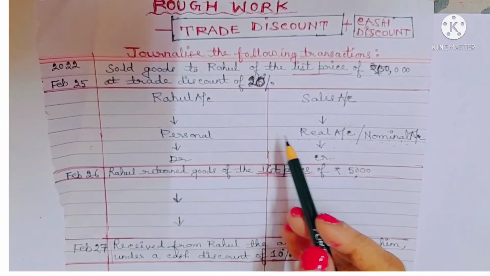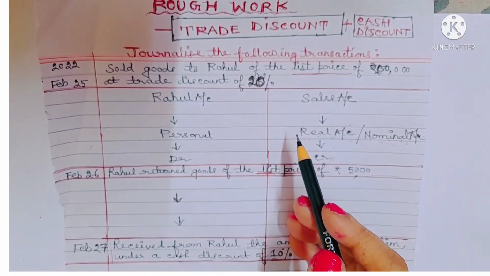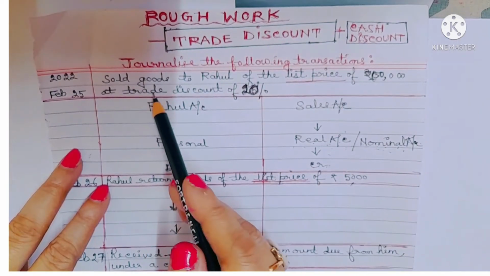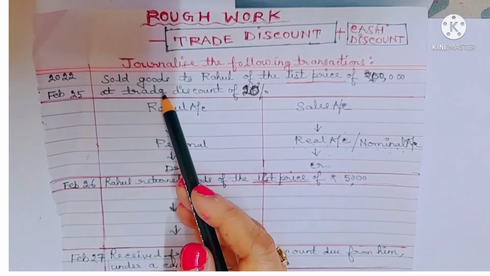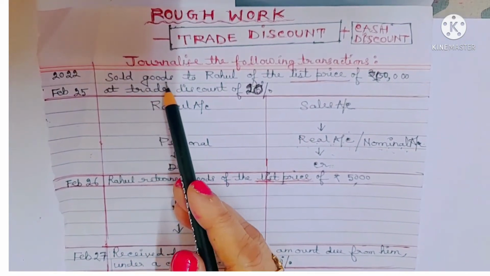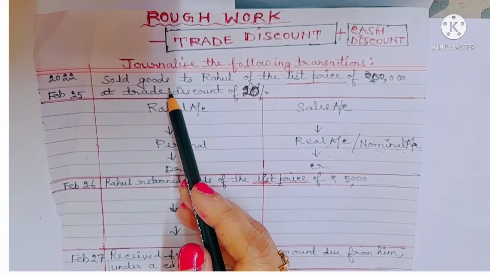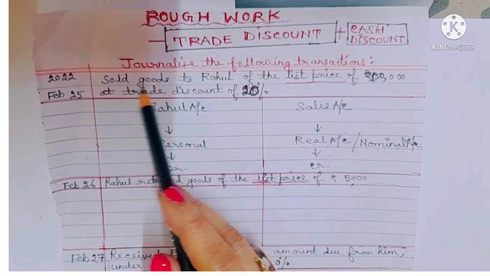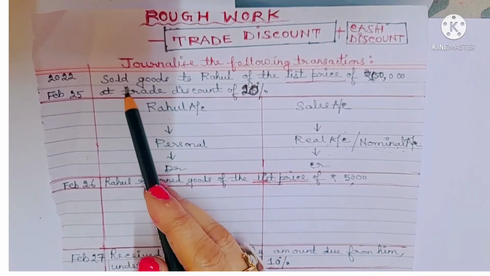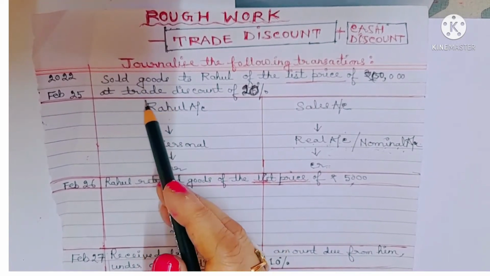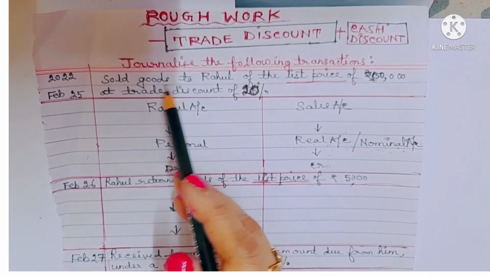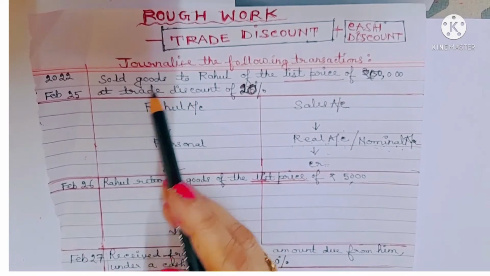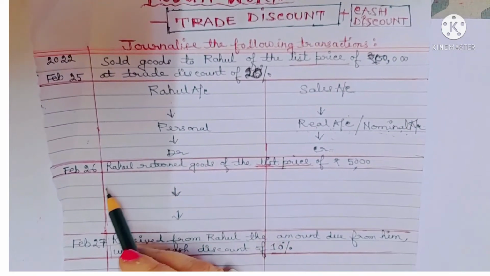Of course, I will show you the calculations when I'll be doing the journal. The businessman purchases goods for resale, so goods account won't appear in the journal. Instead of goods, we'll write sales account. If goods are sold, we'll write sales account. If goods are purchased, we'll write purchases account. I have told you before also. So ignore goods.